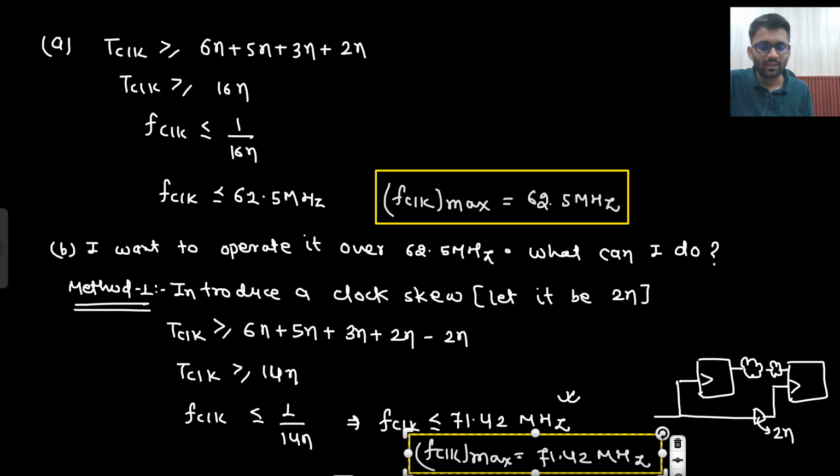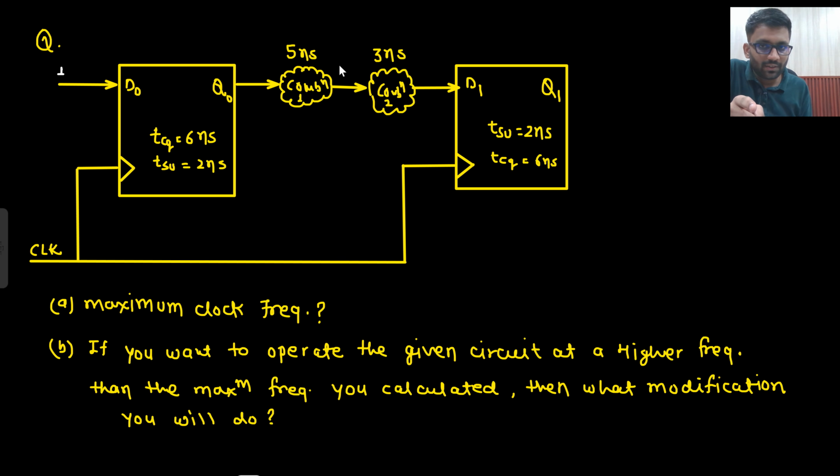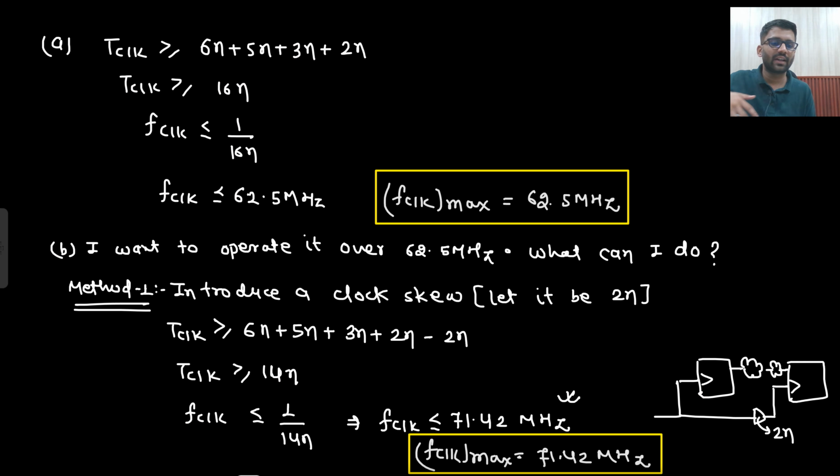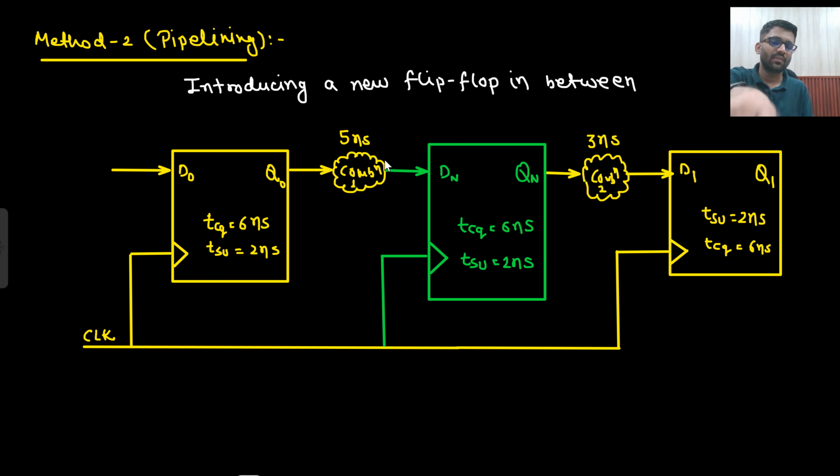Okay, what will be method 2? What else can you do? Method 2 is known as pipelining. What do you mean by pipelining? I will introduce another flip-flop here. Then I will have 3 flip-flops in cascade. Have we seen this kind of example? Yes, we have seen. Flop 1 to flop 2, and flop 2 to flop 3. In between the two combination circuits, I am going to insert one more flop.